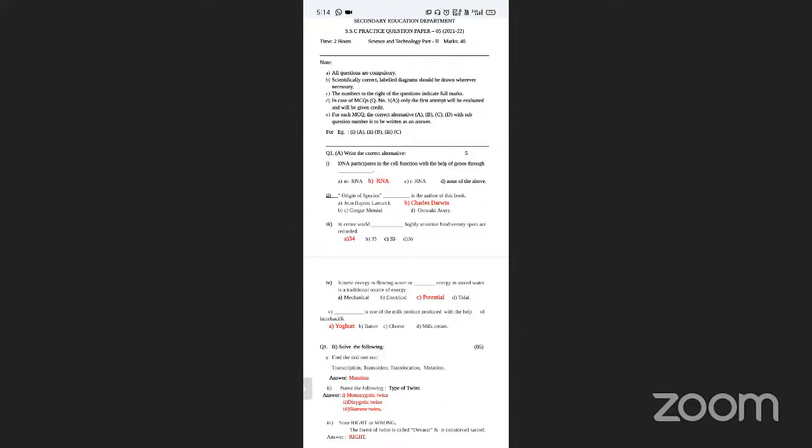First option is mRNA, second is RNA, third is tRNA, and fourth is none of the above. So you know that DNA participates with the help of whom? With the help of RNA. So the second option, that is option number B, RNA, is the correct one. You have to write it as 1B, and it is better that you write it with the complete option, just like 1B, RNA. That is the complete answer of your fill in the blank.